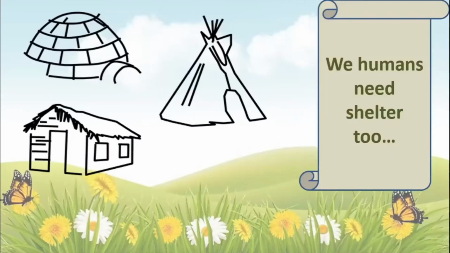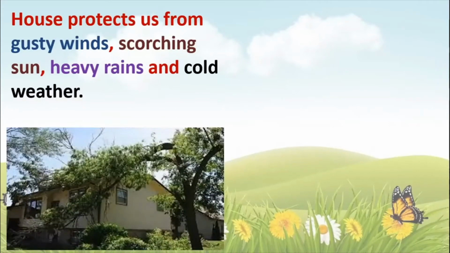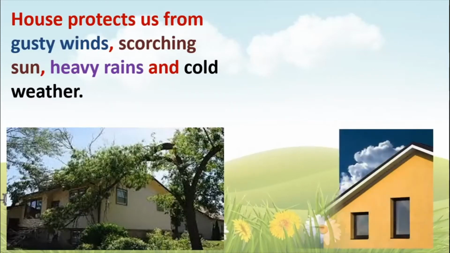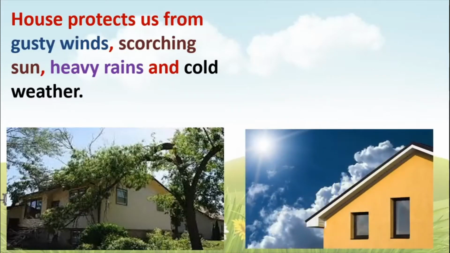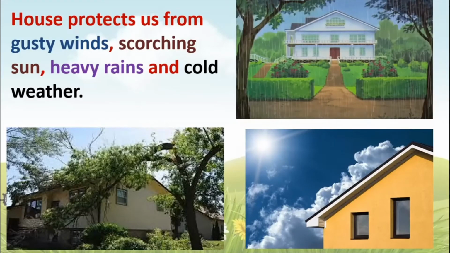Now, it is not only these animals, children, but we human beings also need shelter. Okay, now why do we human beings need shelter? For the same reason that the animals need shelter. So our house protects us from wind. It protects us from the scorching sun. Scorching means hot sun. Okay, it also protects us from heavy rains and cold weather.